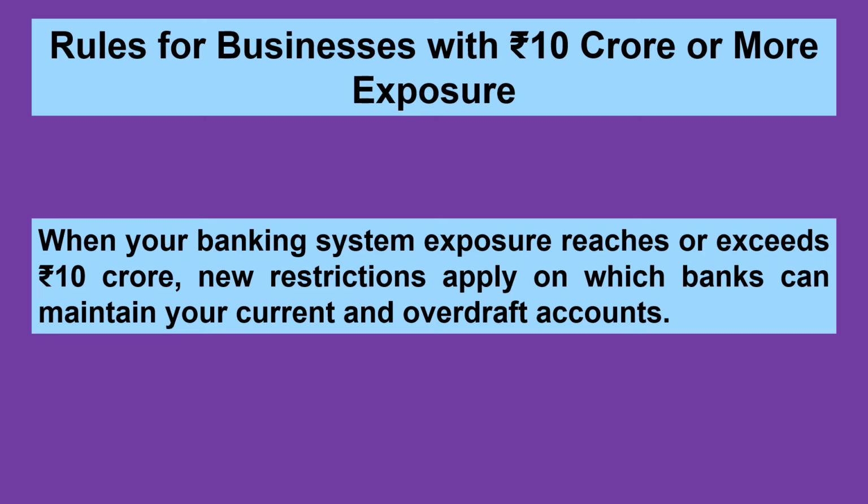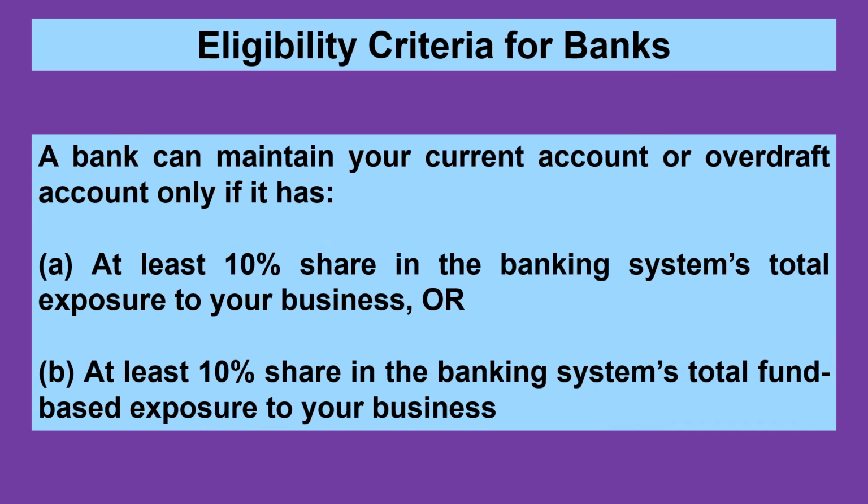Rules for businesses with rupees 10 crores or more exposure. When your banking system exposure reaches or exceeds rupees 10 crores, new restrictions apply on which banks can maintain your current and overdraft accounts. Eligibility criteria for banks: a bank can maintain your current account or overdraft account only if it has A, at least 10% share in the banking system's total exposure to your business, or B, at least 10% share in the banking system's total fund based exposure to your business.